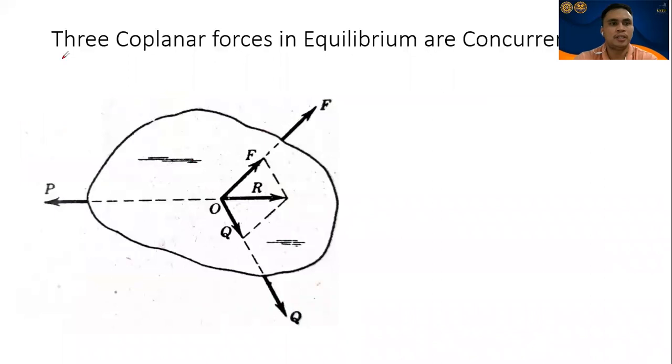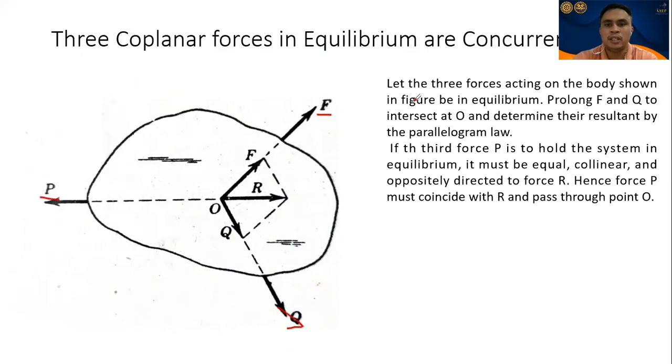Okay, next. So three coplanar forces in equilibrium are concurrent. As you can see in this figure, class, makita mo forces F, Q, and P. Tulo siya ka forces, class, nga coplanar. So kani nga mga forces are in equilibrium. Let the three forces acting on the body shown in the figure be in equilibrium. Prolong F and Q to intersect at O and determine the resultant by the parallelogram law.